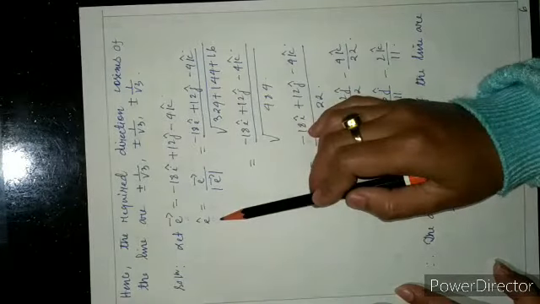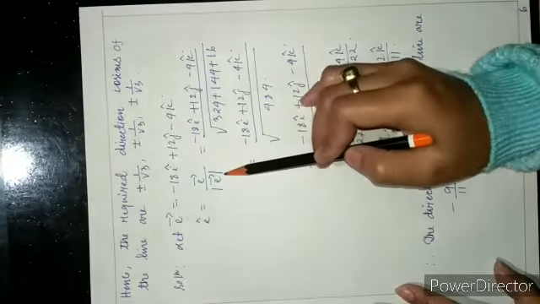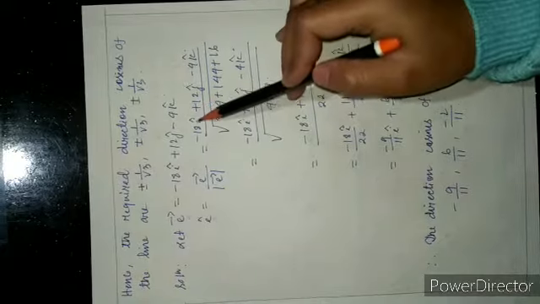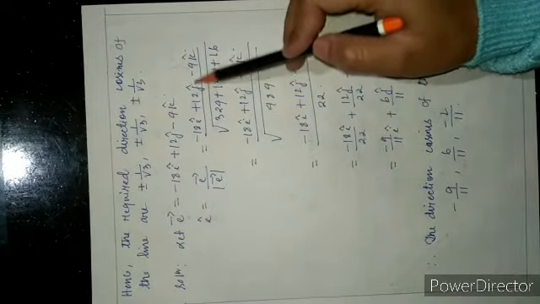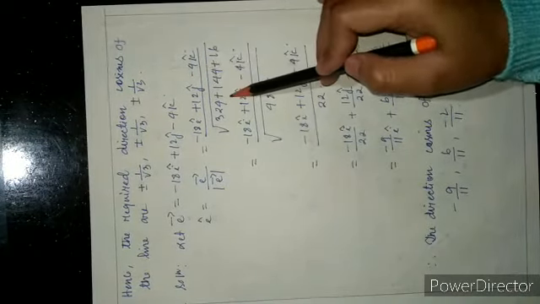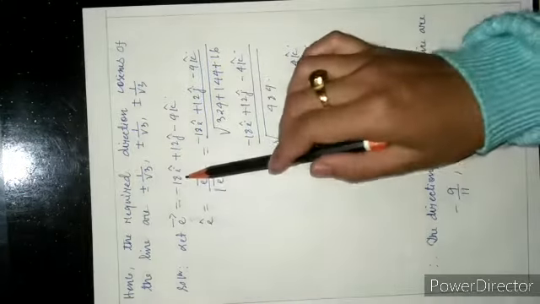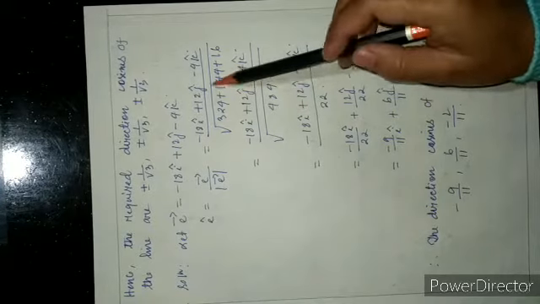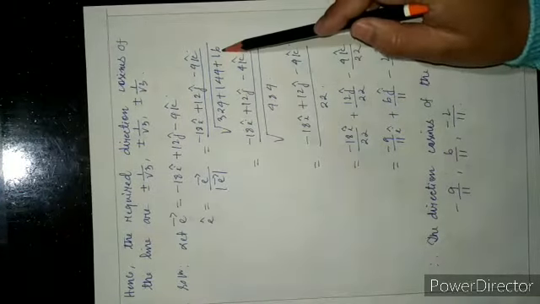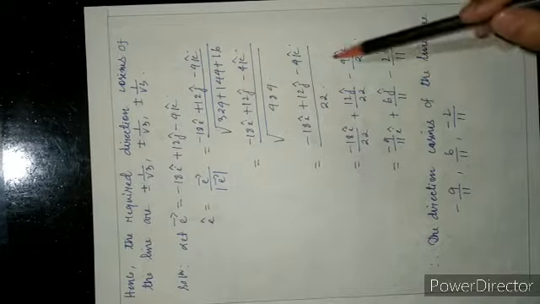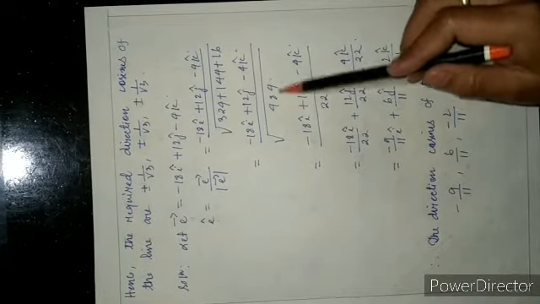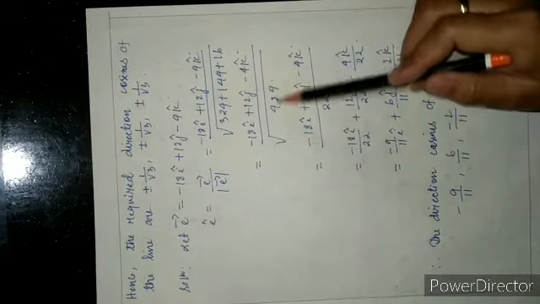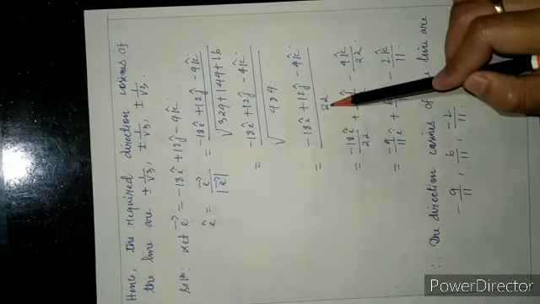Then find the unit vector, which is given by the vector divided by its magnitude. Writing the components of the vector, minus 18i plus 12j minus 4k divided by the square root of minus 18 whole square, which is 324, 12 square is equal to 144, minus 4 square is equal to 16. The sum of these three numbers is 484. Since 484 is the square of 22, taking the square root gives 22.